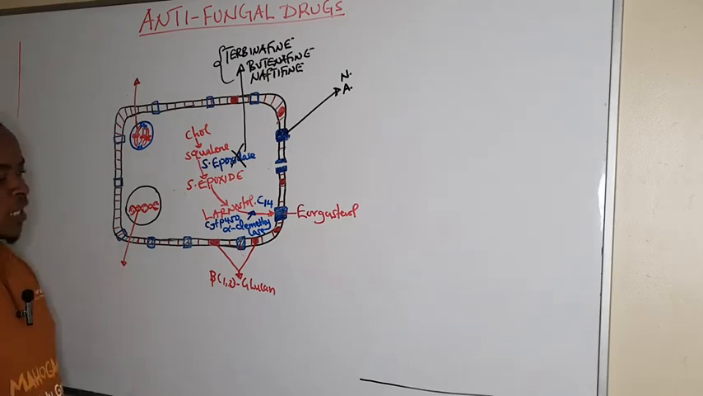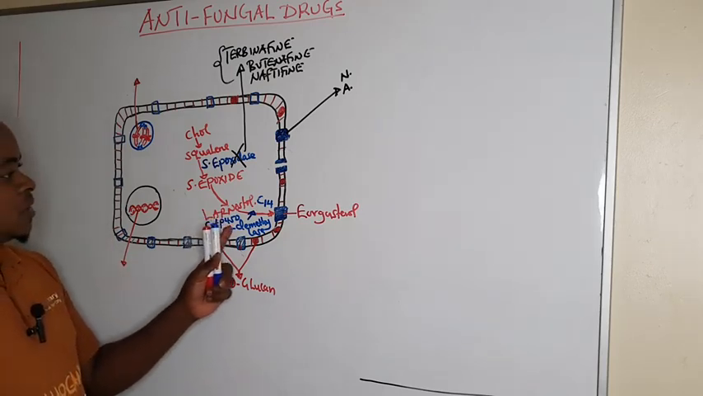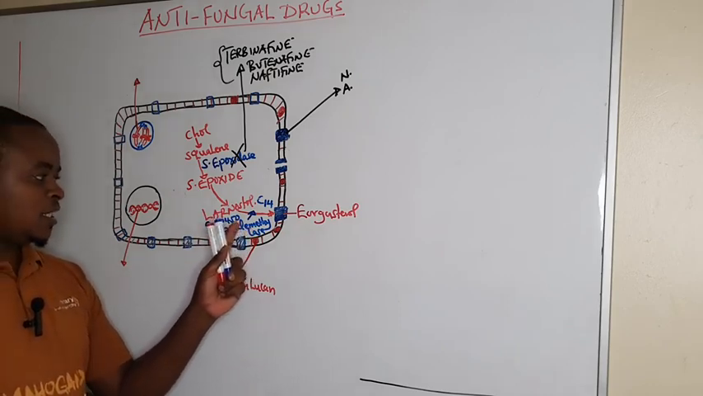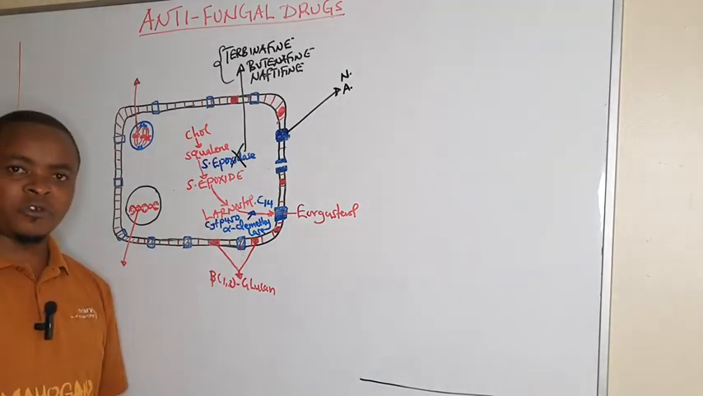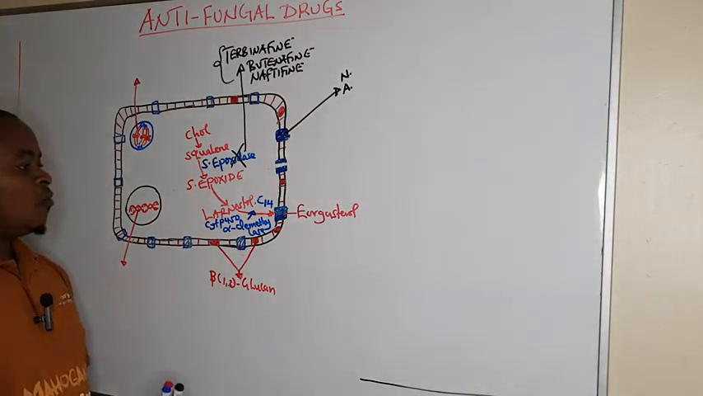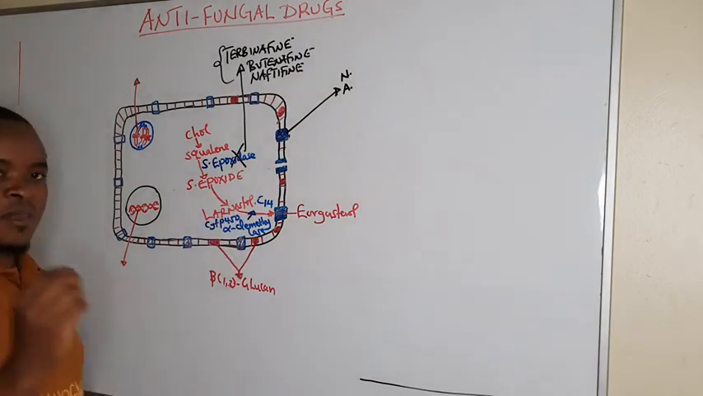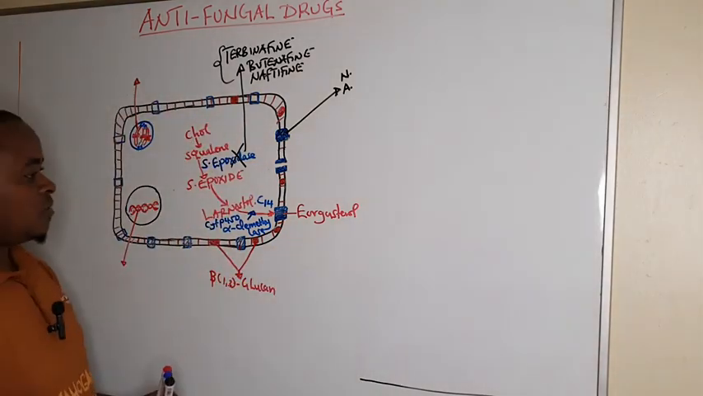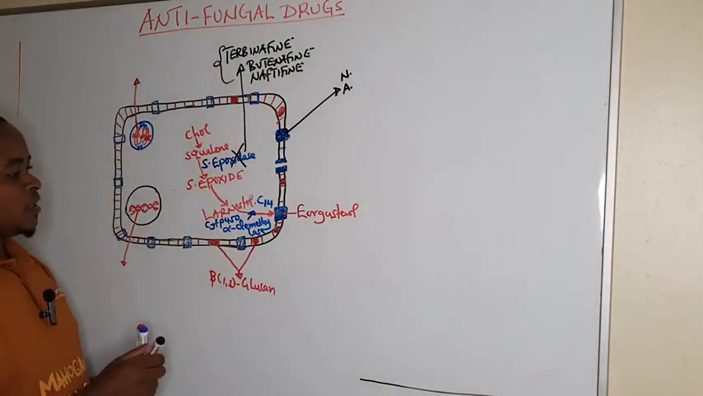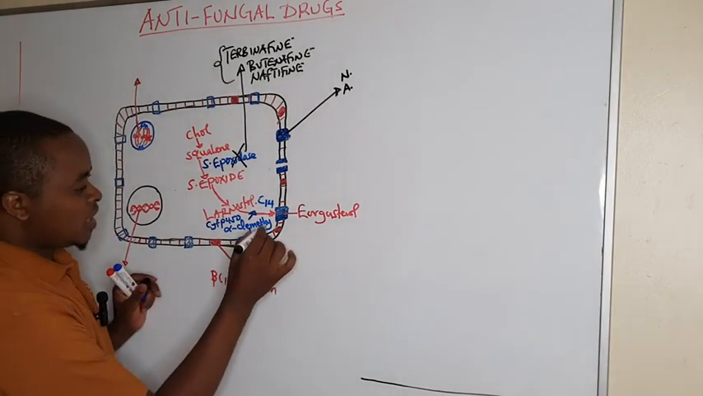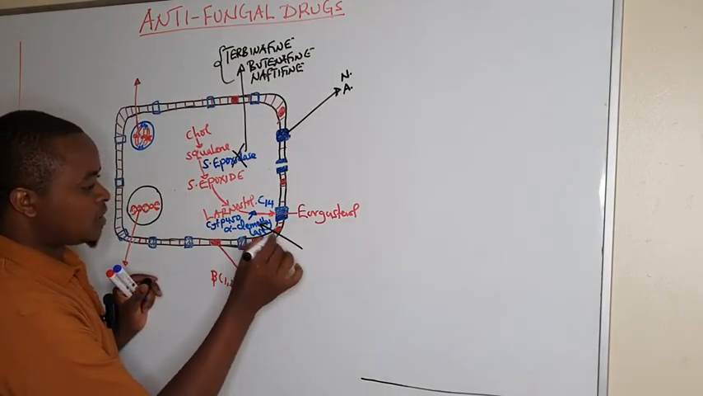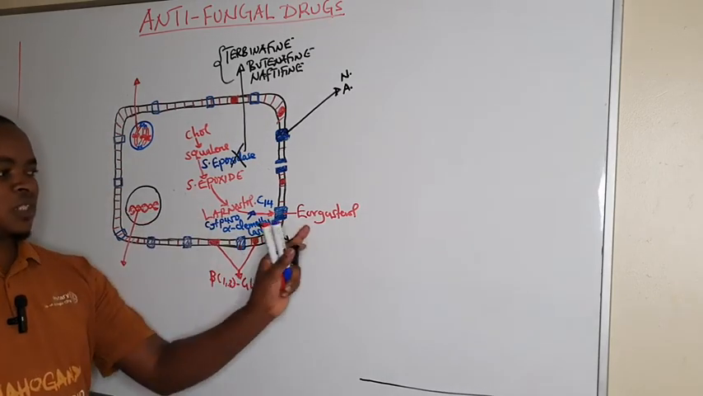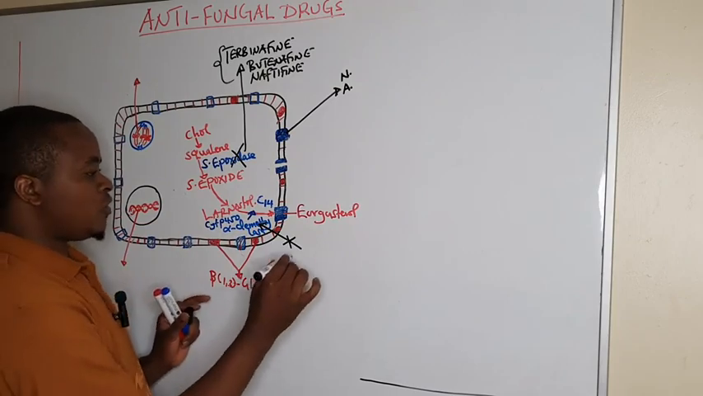Then the next category of drug we are going to talk about is the drugs that inhibit cytochrome P450 alpha demethylase, which prevents it from removing the methyl group at carbon 14 of lanosterol to form ergosterol. So the category of drugs that act by inhibiting this enzyme, which converts lanosterol to ergosterol, we are going to call them azoles.